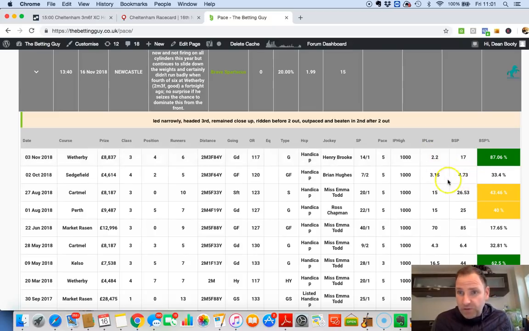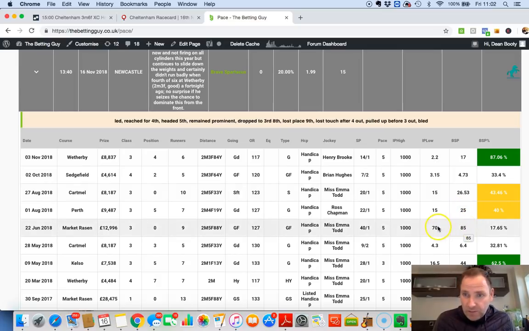Here, 4.73 down to 3.15. It only dropped 33.4%. Led narrowly. So it's still led, but only led narrowly, so somebody else nearly took it on for the lead. That's why you're always best to have a look at the replays. Here, 26 down to 15s. Led to halfway, and only went from 26 to 15s. That does not take a lot of money. Here, led to 9th. 25s to 15s. Again, not a massive amount of money. Here, 85s down to 70s.